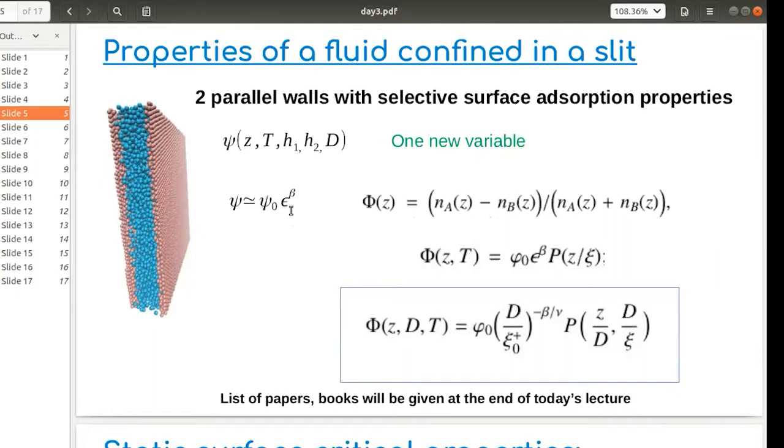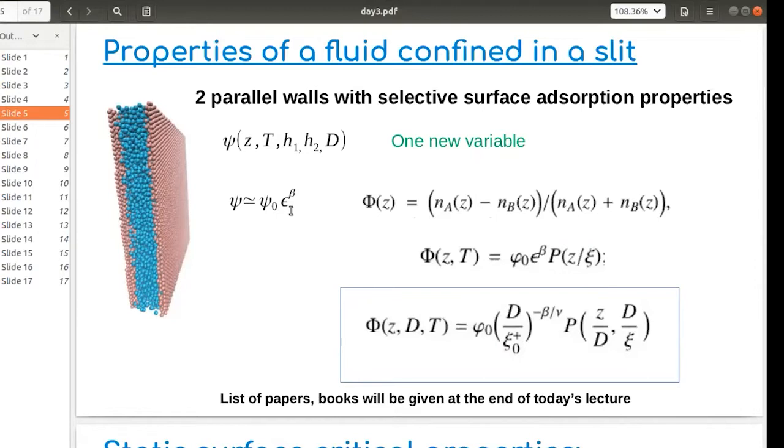Now, the question is, how am I going to define the order parameter now? Because remember earlier, all the order parameters that we were talking about were situations in bulk, right? Now I have two walls and a fluid which is confined in between these two walls. So what's going to be the definition of the new order parameter? Can I take the same order parameter as before? Well, the answer is clearly not.